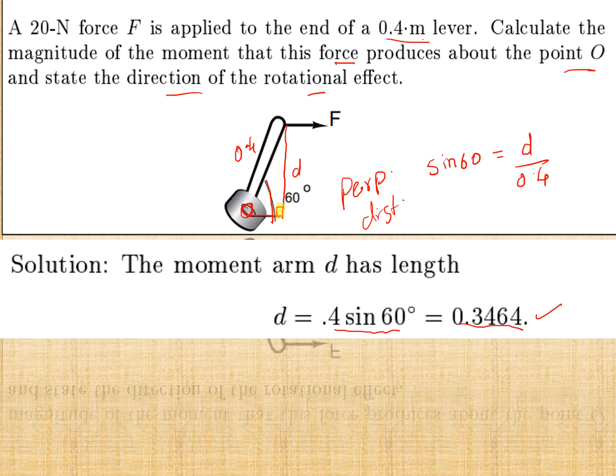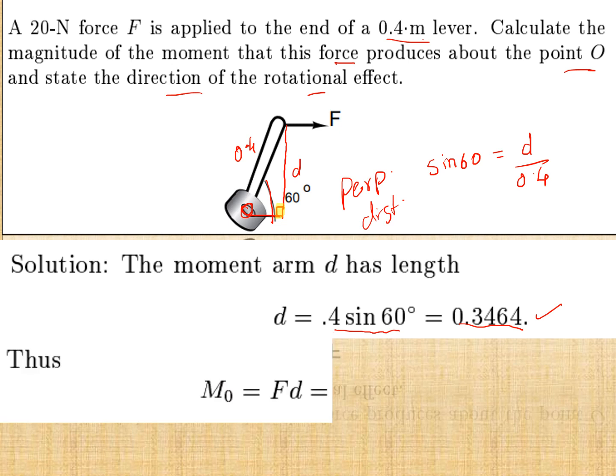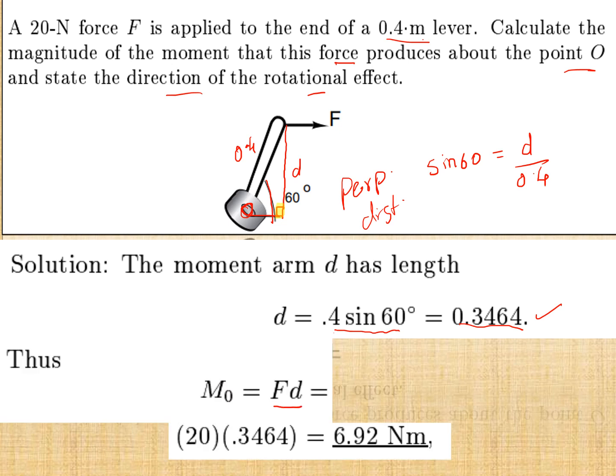Now we know the definition: force into perpendicular distance will be your moment. The 20 Newton force is the applied force, and the moment is different. Don't get confused. We have to calculate the magnitude of the moment when a force of 20 Newton is applied. So that will be 20 into 0.3464, force into perpendicular distance. So the final answer will be 6.92 Newton meters. This is your final answer.